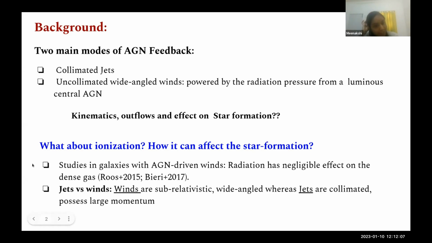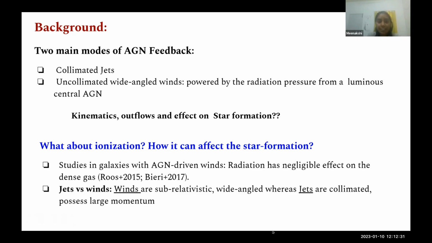But there is another aspect, which is ionization, which can also affect the star formation. Most of the studies have not included this aspect. However, there are some simulation studies, like I have listed here, where they have found that when the galaxy has been impacted by the AGN-driven winds, the radiation is very weak in affecting the dense gas.